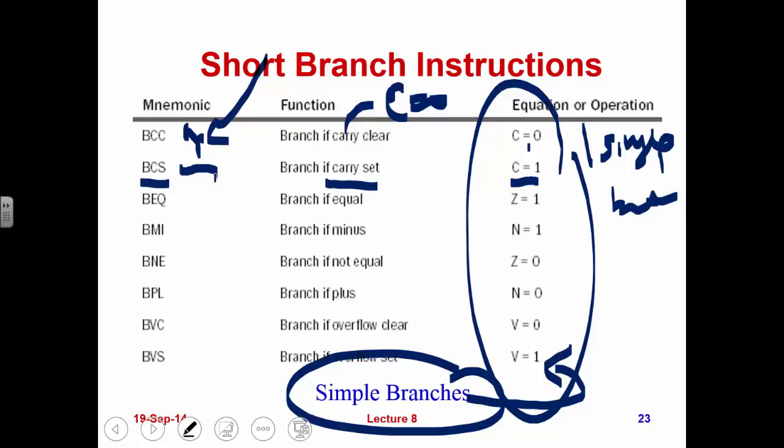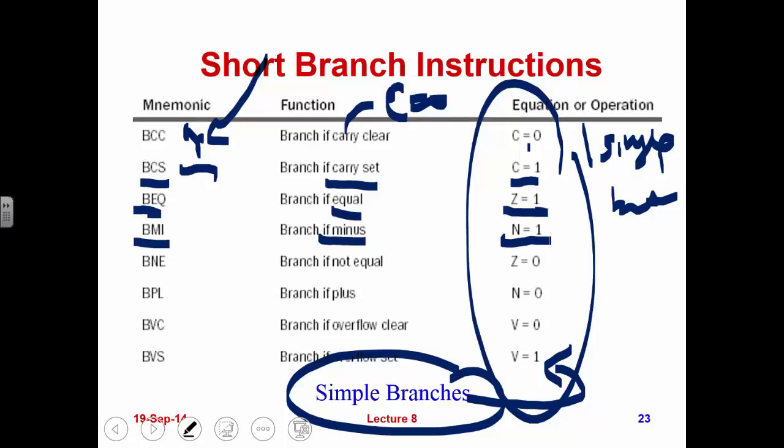We have BEQ, branch if equal. This term is used quite often. Branch if equal means that when we compare something, Z is equal to 1, because our result is 0. When you do subtraction between two numbers, if they're equal, our result is all zeros. That's going to make the condition code register Z to 1. And the branch MI, branch if minus: when you do subtraction and the value is negative, N is 1. If so, you branch.